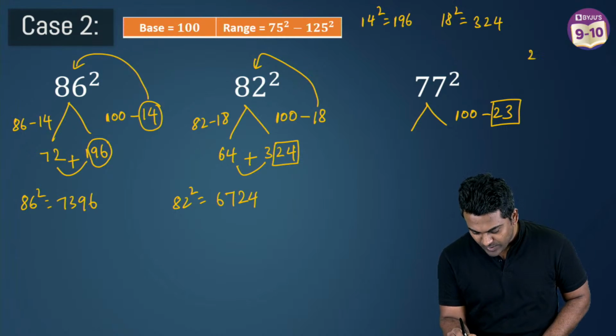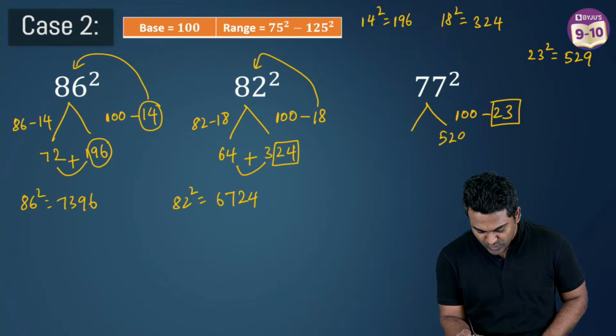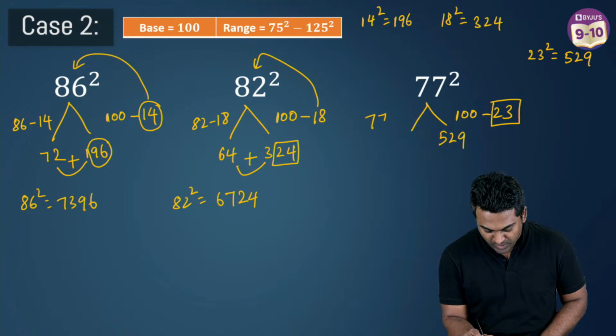Okay, so 23 square. How much is this? 529. Right? So I write that here, 529. And then I do the same thing. You've understood that part by now.